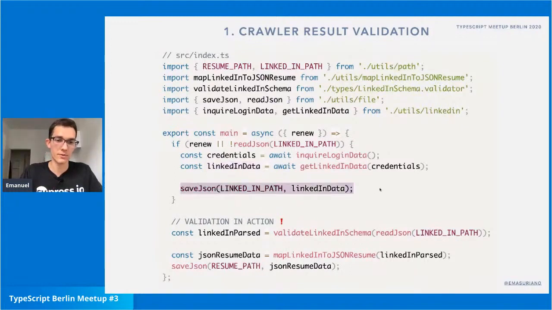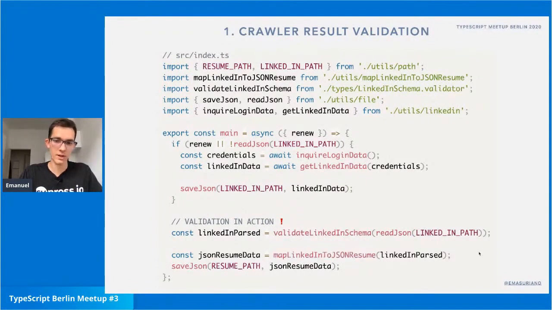Then I'm saving into a file. So at this point, I can read from the file that I just saved, and then I can validate it. If for some reason the crawler returned an invalid structure, or a structure that I don't expect, or the person manually changed the LinkedIn data, this will fail. Then at this point, I'm mapping, and then I'm saving.